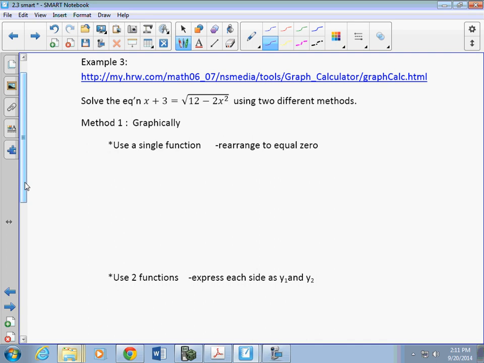Okay, so this one says solve the equation x plus 3 is equal to the square root of 12 minus 2x squared using two different methods.